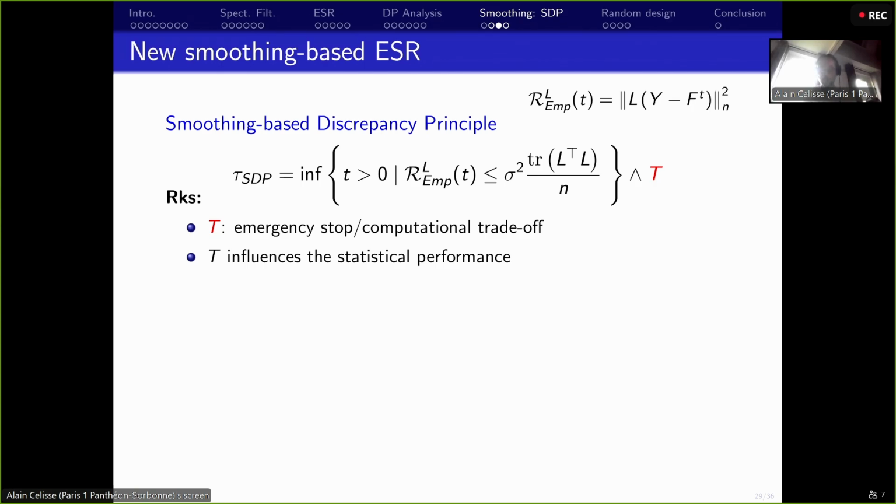You cannot pay more. And if, unfortunately, the empirical risk has never become smaller than a given threshold, which is this one here, then after capital T iterations you stop the process and output capital T, because this is the best you can do given the amount of iterations you are willing to pay. So this is the way you can interpret this.